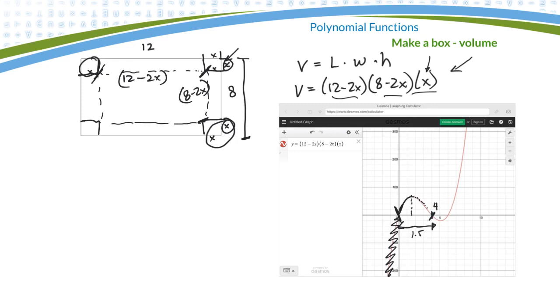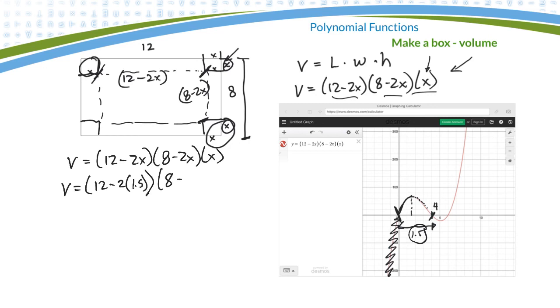Now let's just see what those volumes would be at those 2 points, at 1.5 and 4. So I can take my volume of the box, volume is equal to 12 minus 2x times 8 minus 2x times x. And like I said, you could have multiplied that all out if you wanted to. But let's plug in 1.5 for x to see what the volume of that box will be. Here you might need to use your calculator. So it'll be 12 minus 2 times 1.5, and then 8 minus 2 times 1.5, times 1.5. Just do that on your calculator, see what you come up with.